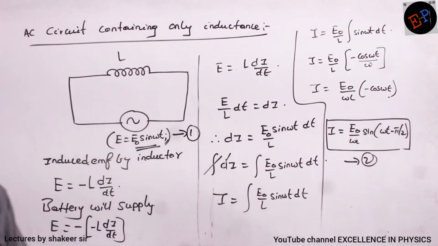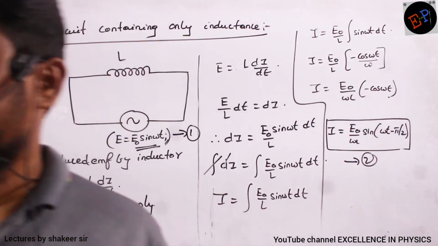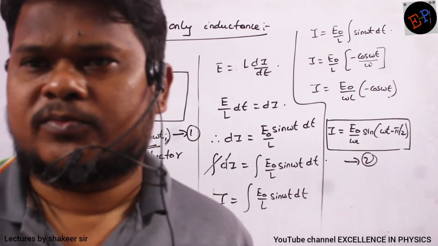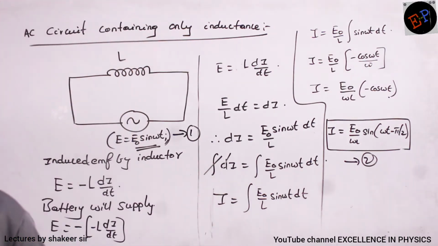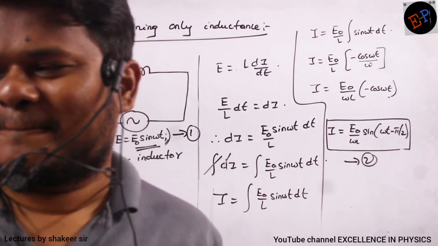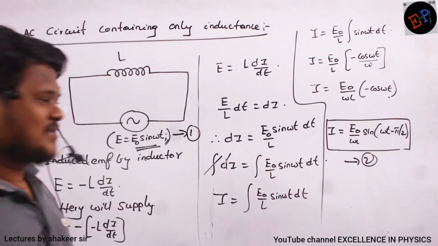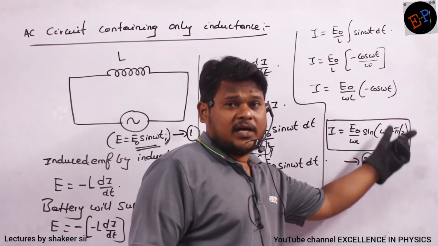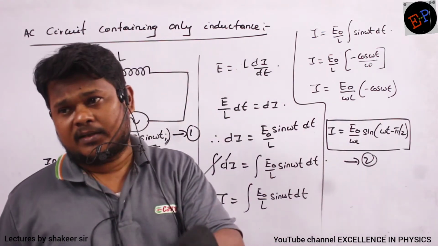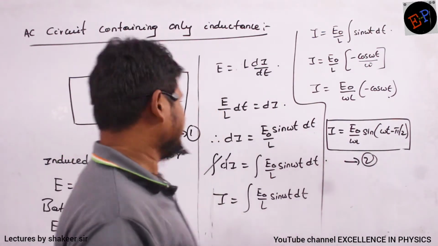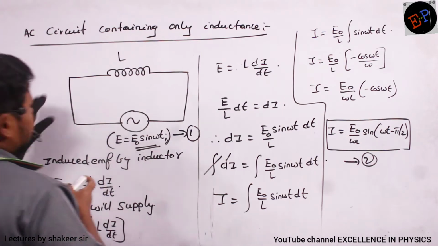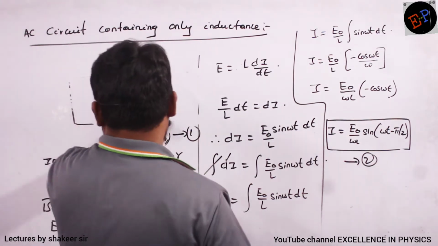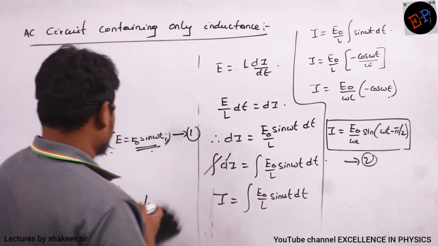There is a phase difference of how much? Pi by 2. Which one is leading? Which one is lagging? Current value is lagging by 90 degrees, no? So current lags voltage by 90 degrees. That is what we understand. Clear? Therefore, observing equation 1 and equation 2.